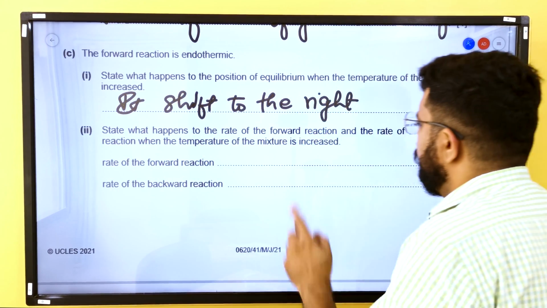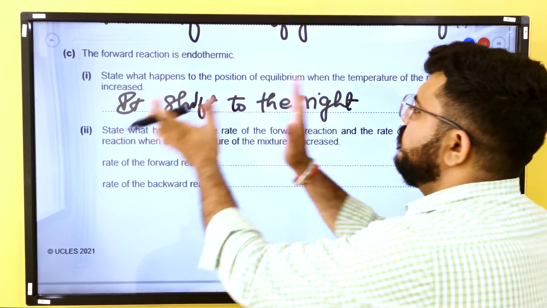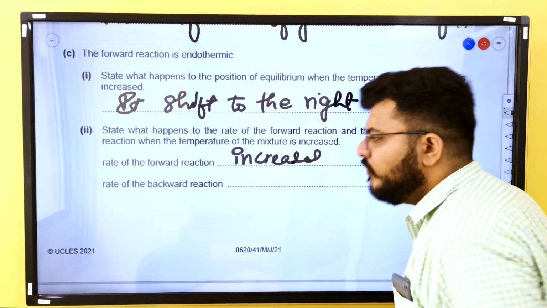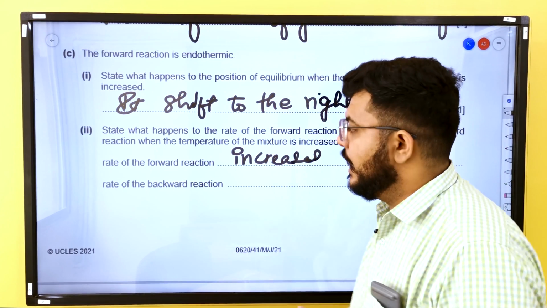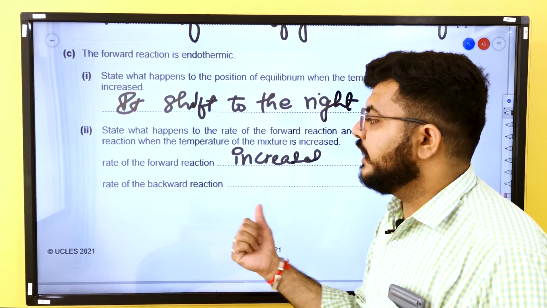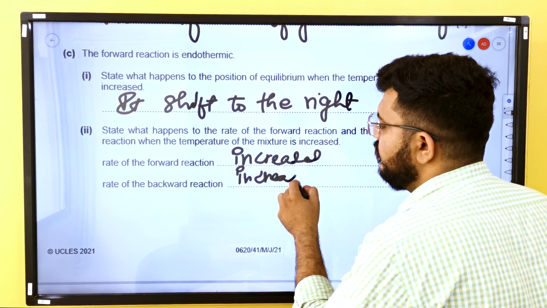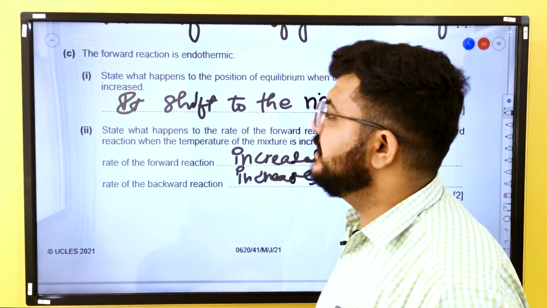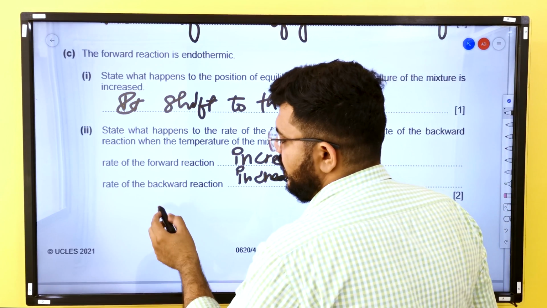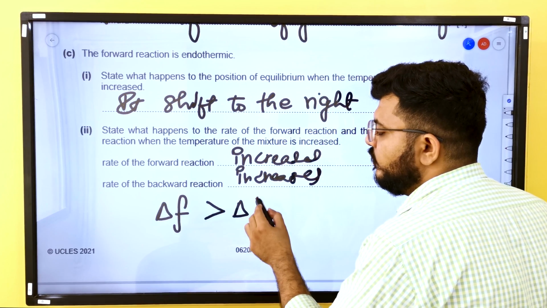Now, state what happens to the rate of forward reaction and the rate of backward reaction when the temperature of the mixture is increased. As the equilibrium is shifting towards the right, the rate of forward reaction increases, right? But what happens to the rate of backward reaction? Now see, when you increase the temperature, the successful collisions increase. So the rate of forward reaction and rate of backward reaction both must increase. This may create a confusion that if both the rates are increasing, then why does equilibrium shift towards the right? A simple understanding is that the change in rate of forward reaction is greater than the change in rate of backward reaction.